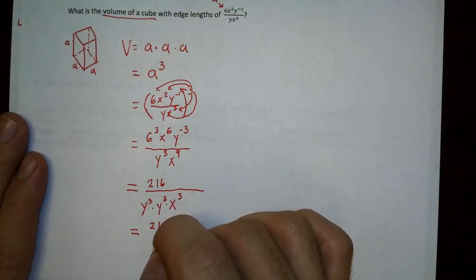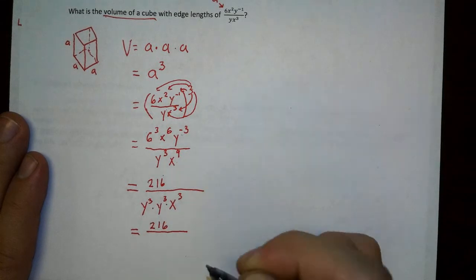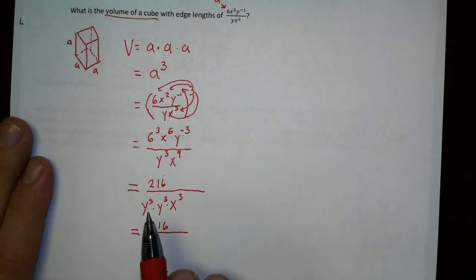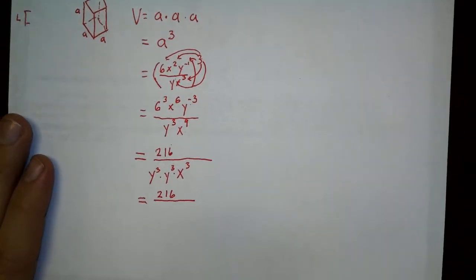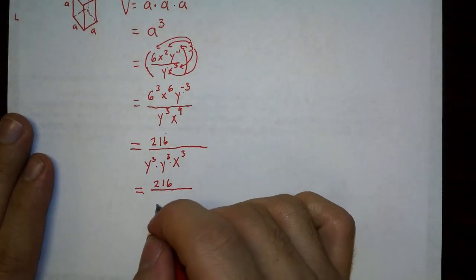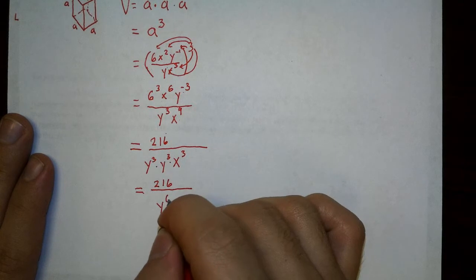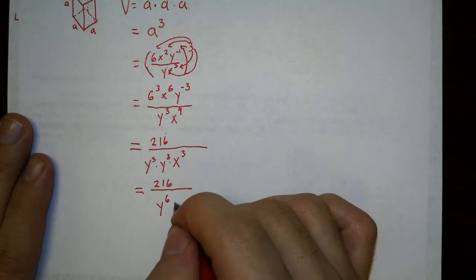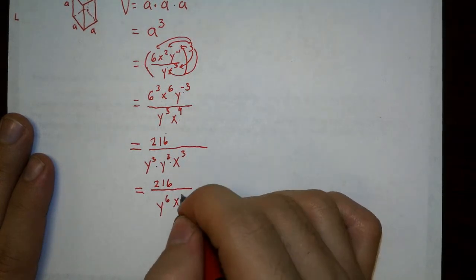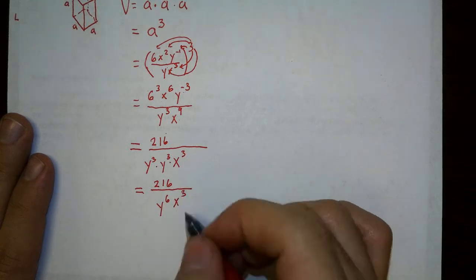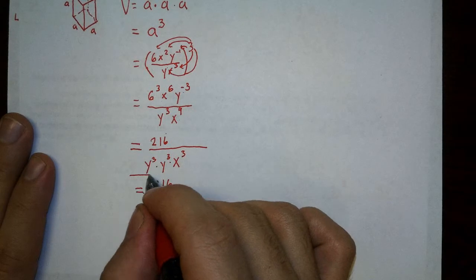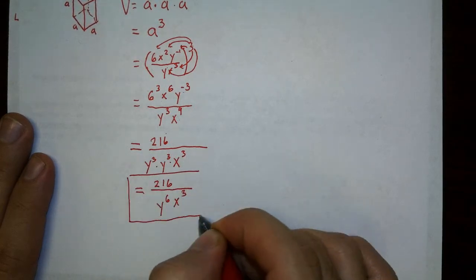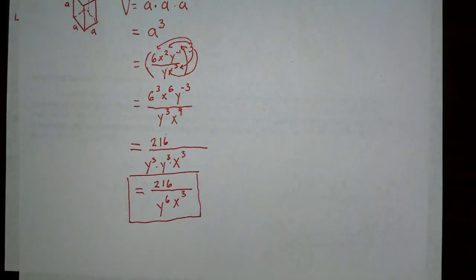Okay, so 216 on top, and then we have 3 y's being multiplied and another 3 y's being multiplied. That's a total of 6 y's being multiplied, so y to the power of 6. And x is just chilling, right? It's still the same as it was before. X to the power of 3 goes right there. And that is the volume of our cube.